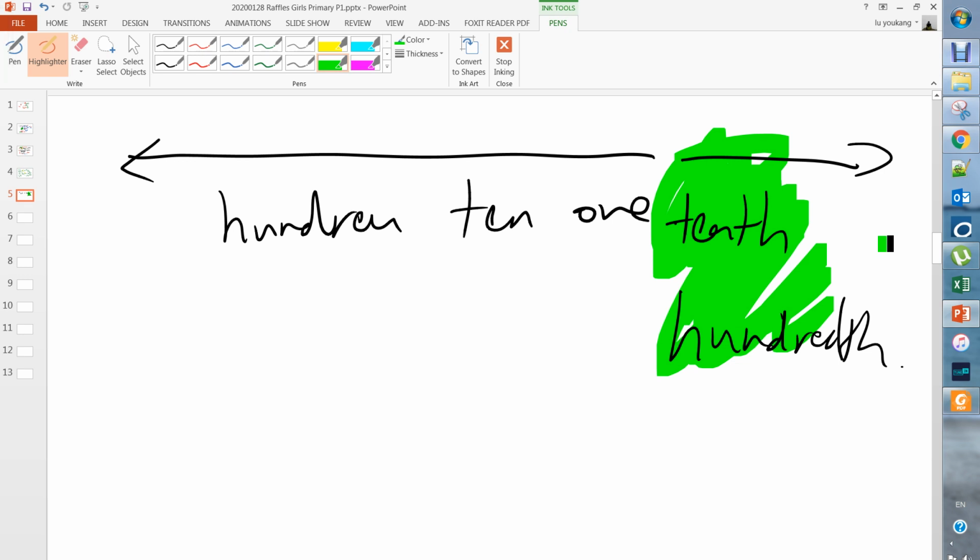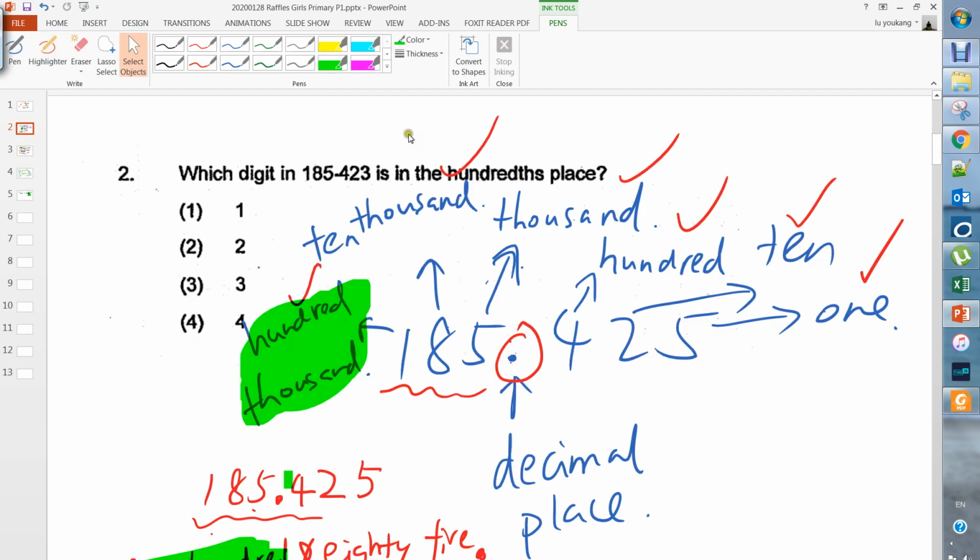So let's go back to the question. The question asking for what? The 100th, right? Meaning I first need to identify which one is the 1. I identified 5 is the 1. Why 5 is the 1? Because this is known as 185. Therefore, 5 is the 1 position.